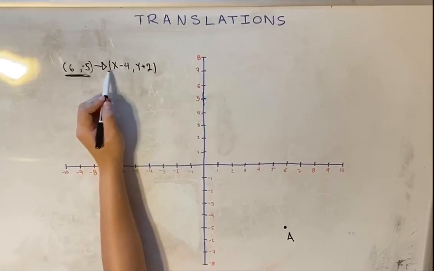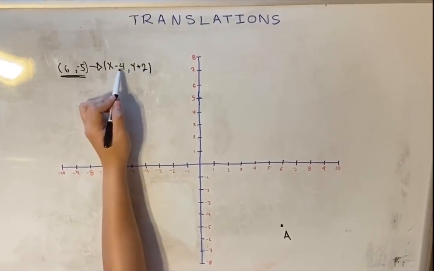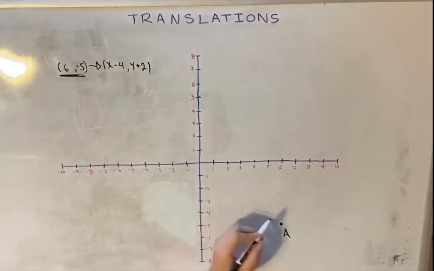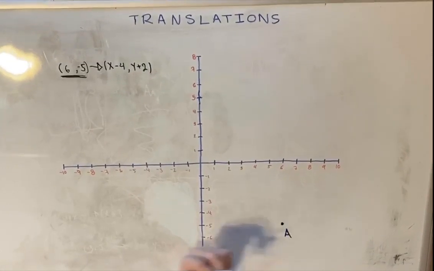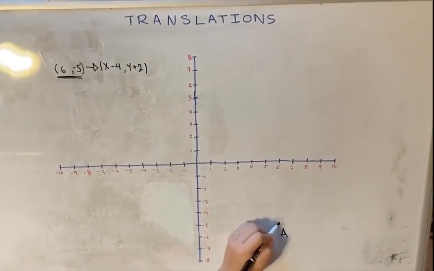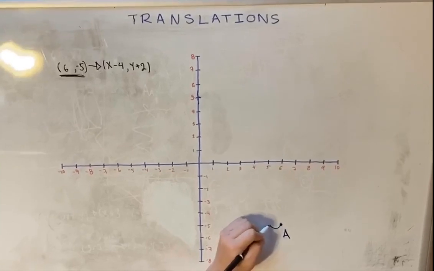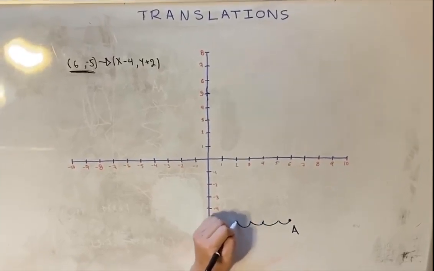And they're telling us to follow this rule. So x minus 4, y plus 2. So we're going to go x minus 4, since it's negative. We're going to move to the left. So 1, 2, 3, 4.